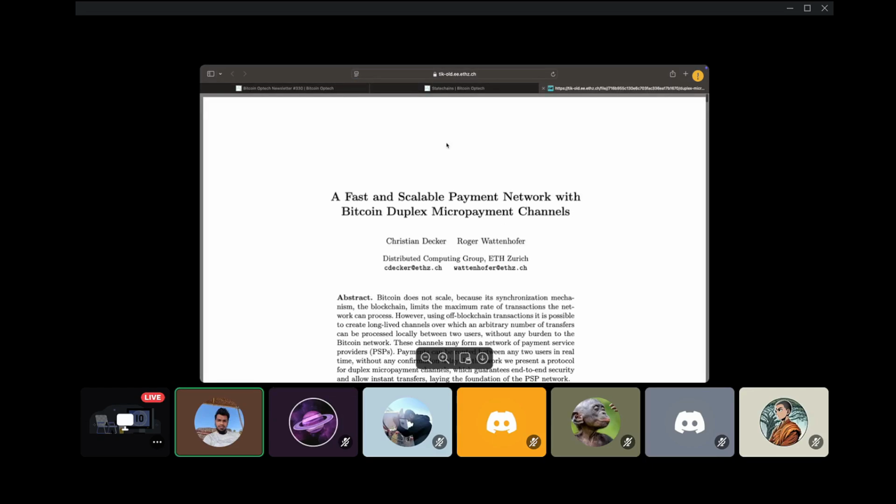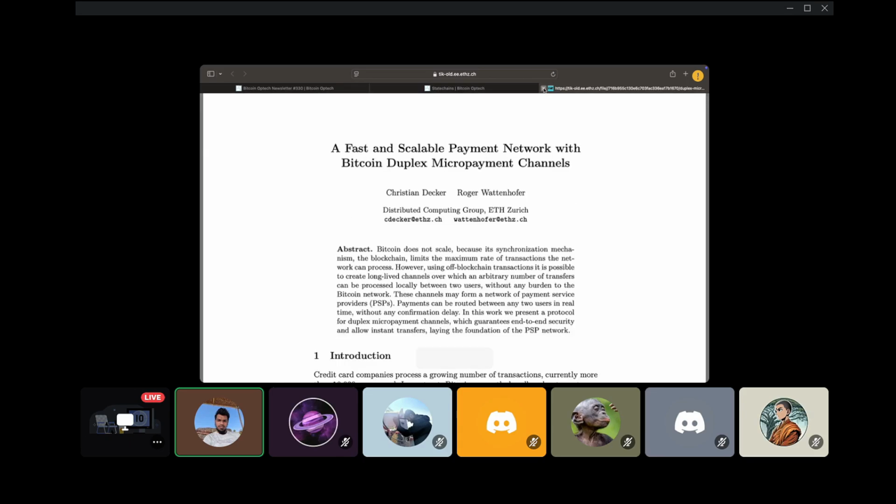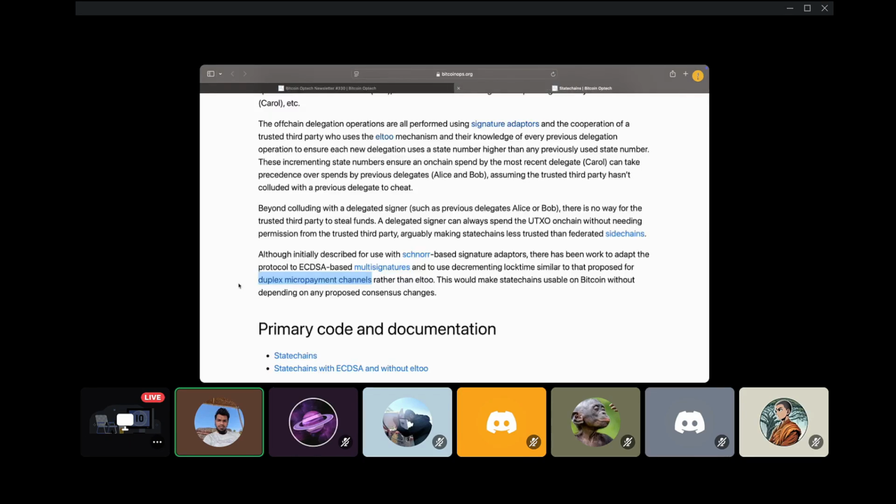Okay, this is an entire article. So basically, decrementing lock times are like, when you are routing a payment on layer 2 via multiple hops, each hop has a decrementing lock time as compared to the next one.